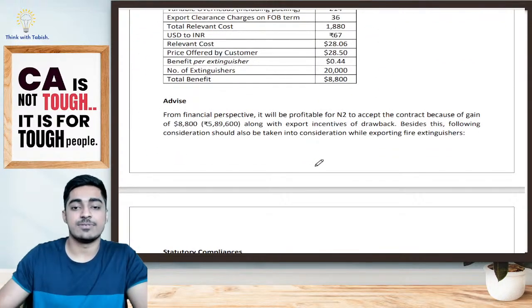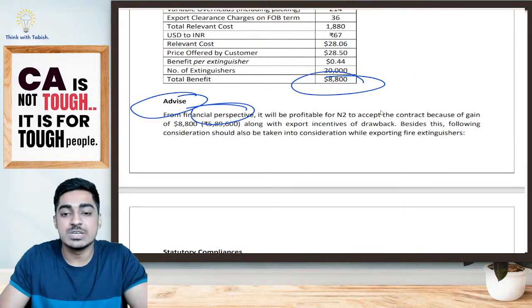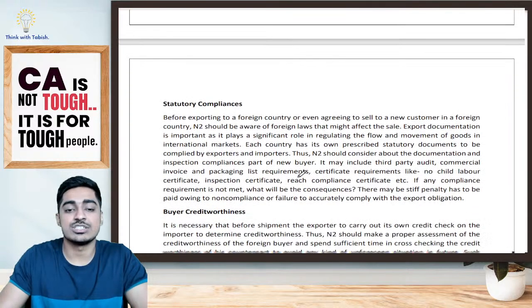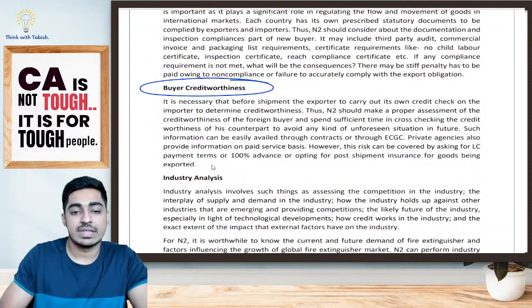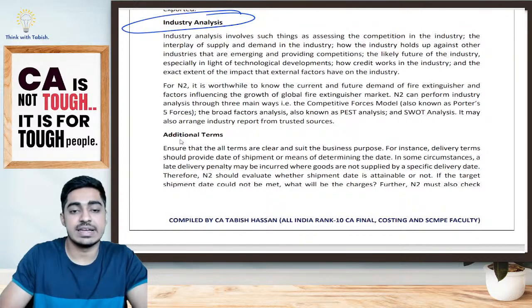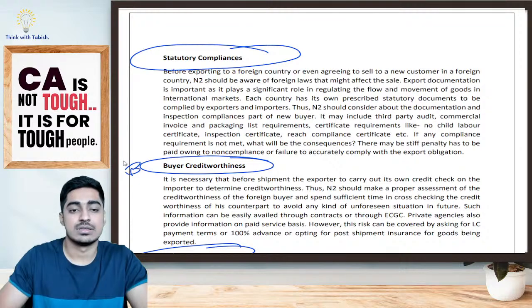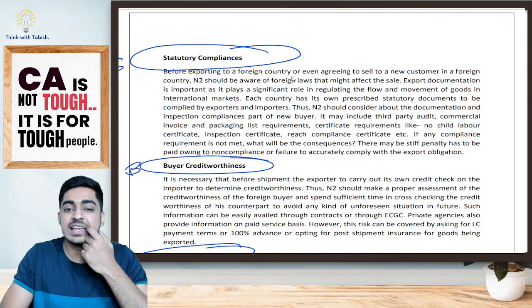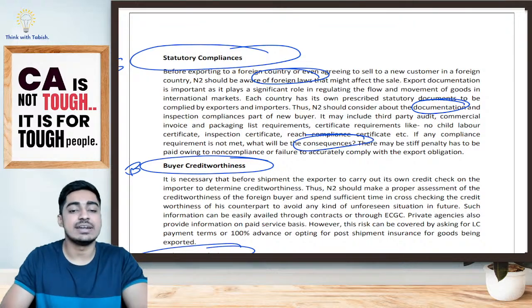Look at this. First, we have calculated that the total benefit is $8,800. Advice: from a financial perspective, it is profitable to accept. Besides this, other factors which have to be considered are statutory compliance, buyer creditworthiness, industry analysis, as well as additional terms. Statutory compliance: we need to consider foreign laws and the export documentation. If compliance is not met, what are the consequences? What is the penalty? Three points.